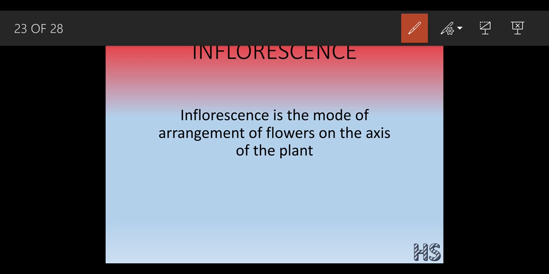Inflorescence. What do you mean by inflorescence? Inflorescence is the mode of arrangement of flowers on the axis of the plant. Let's understand. Mode of arrangement. Arrangement of what? Flowers on the axis of the plant. See, there are different flowers we have studied in the chapters. So the different flowers will have different arrangements on the plants. Let's understand them in detail.